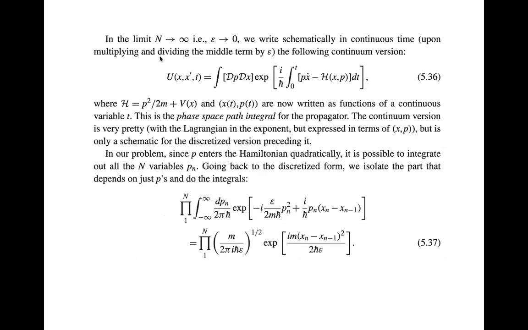So in the limit when N goes to infinity and epsilon becomes infinitesimally small, we write down schematically in continuous time the following continuum version, which is the exponential of i divided by h bar times the integral from 0 to t of (p times x dot minus H) dt. So this Hamiltonian is now written as a function of the continuous variable t. This is called the phase space path integral, where the path is defined in the phase space given by x and p.